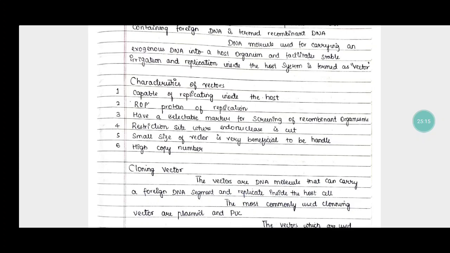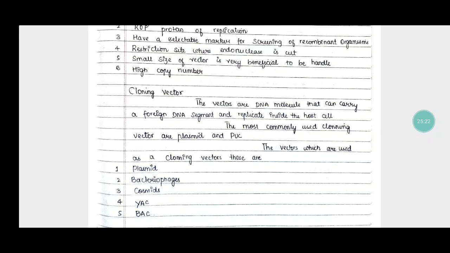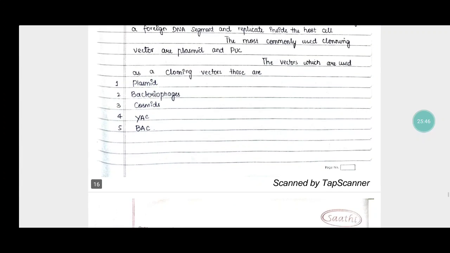Small size of the vector is very beneficial for handling, and high copy number, where the cloning vectors are the DNA molecules that can carry a foreign DNA segment and replicate inside the host cell, where the most commonly used cloning vector are a plasmid or a pUC. The vectors which are used as cloning vectors are plasmids, bacteriophages, cosmids, YAC or BAC.